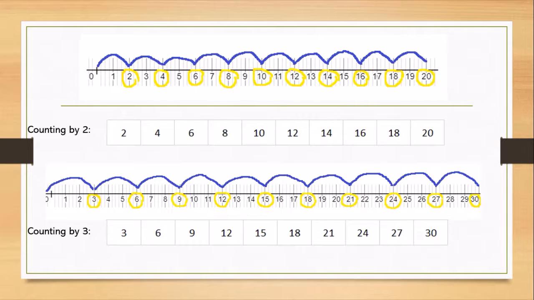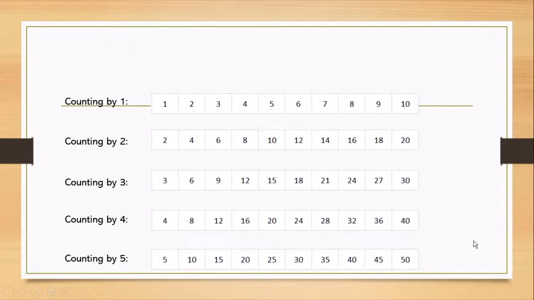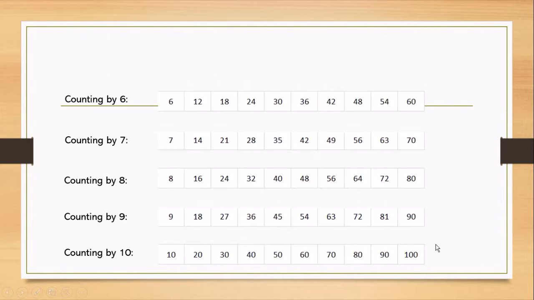To start making the table, you can start by counting like this. Counting by 2, for example, is 2, 4, 6, 8, 10, 12, 14, and so on. Similarly, counting by 3, you start with 3, 6, 9, 12, and so on. So all the tables can be created: counting by 1, counting by 2, counting by 3, by 4, by 5, 6, 7, and so on until counting by 10.